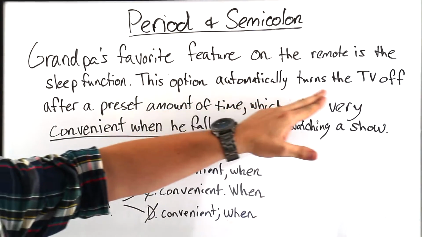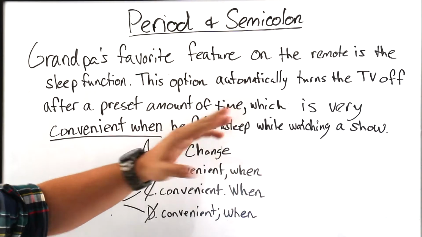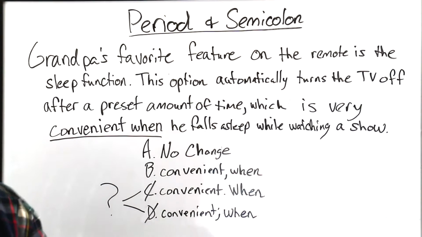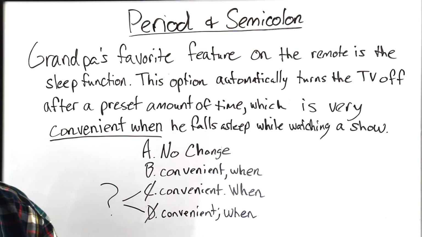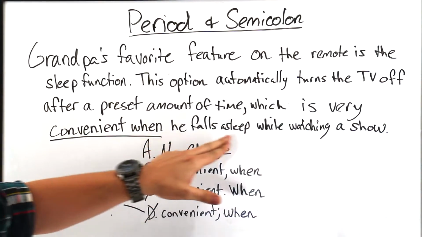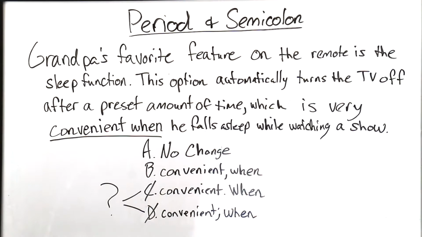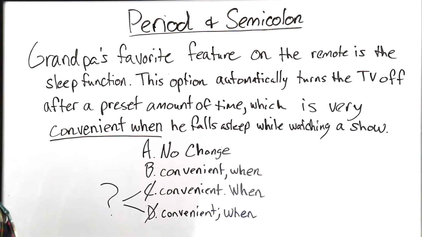This option automatically turns the TV off after a preset amount of time. Now that we have is an independent clause. We then have a comma here, and if you guys are worried about commas, don't worry. There are steps that we can do to fix commas, but if we look at this, which is very convenient when he falls asleep while watching a show. There we have a dependent clause. If we were to insert any kind of punctuation in there, it would be unnecessary.